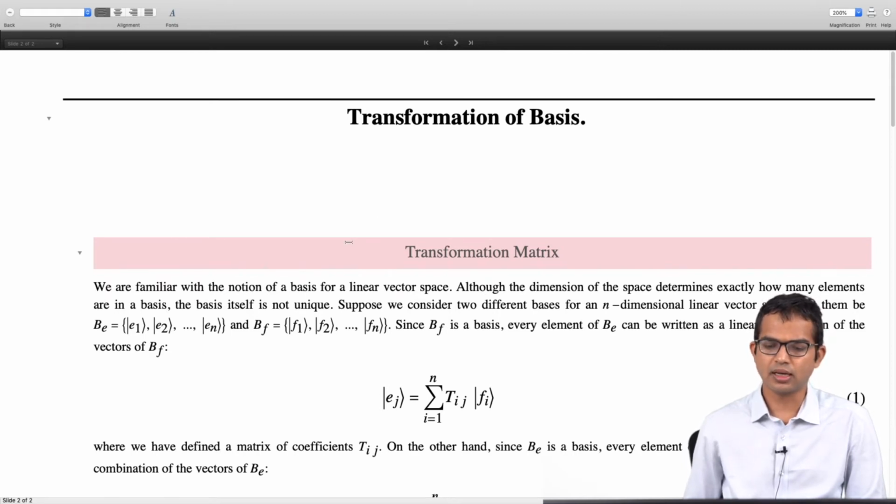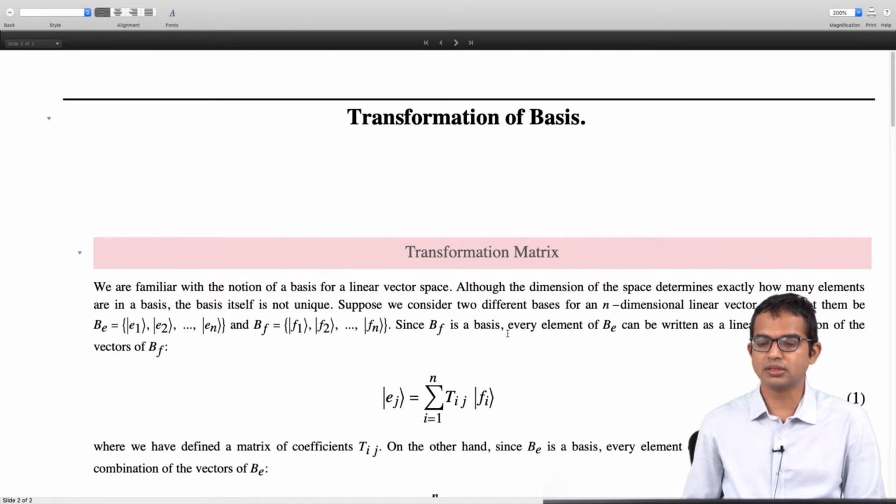Now at this point I am not demanding that either of these bases must be orthonormal. That's a special kind of basis. We will come to that a little bit later. So let's start very general. We have two generic bases.